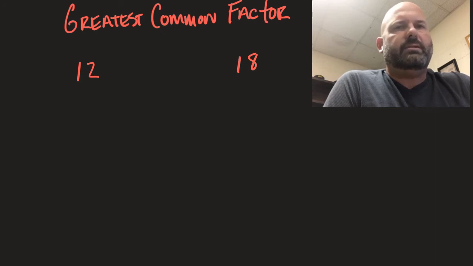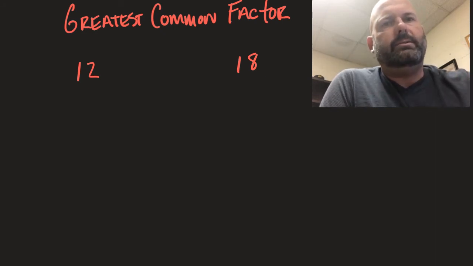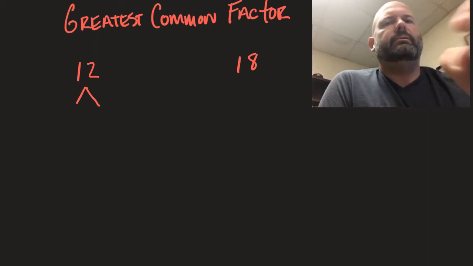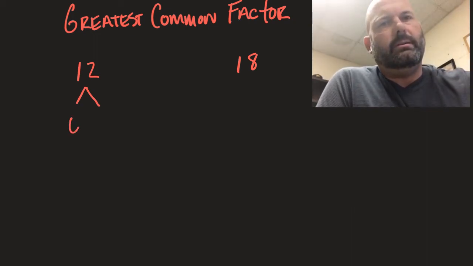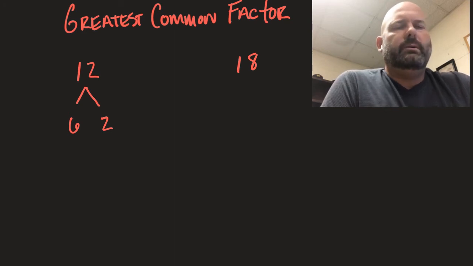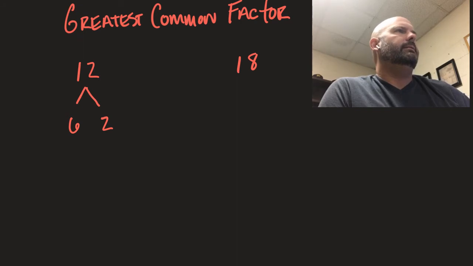So to make this factor tree, okay, we're going to take 12. We're going to do this. That's our tree part of it. We're going to think of two numbers that we multiply together to get 12. And let's choose about 6 and 2. Okay. Now we look to see if we can break these two numbers down any further.